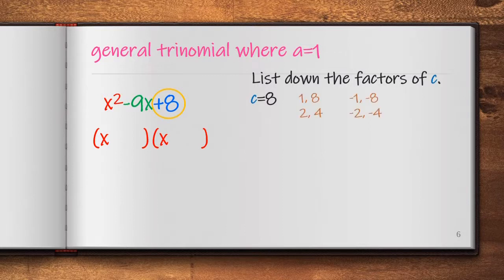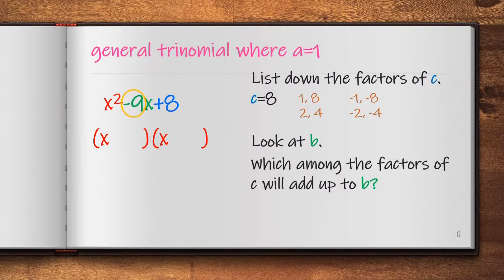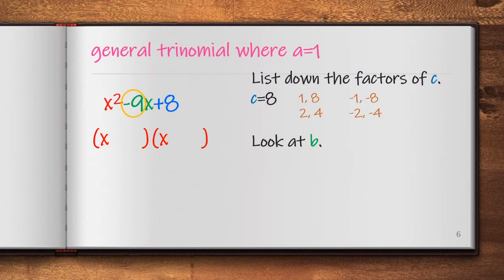Here are the factors of positive 8. Remember that a positive number can also be a product when a negative number is multiplied by a negative number. Kaya makikita nyo dyan, may -1 times -8 kasi positive 8 din ang result pag minultiply mo sila. Then, look at b. b is equal to -9. Which among the factors of 8 will add up to -9? Alin sa mga factors na yan, ang pag pinag-add mo, ang sagot ay -9.